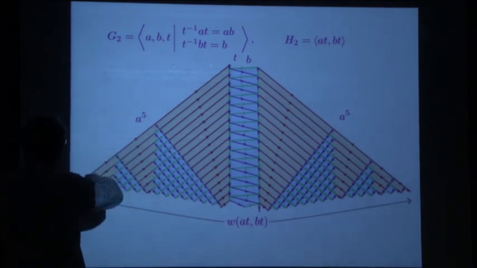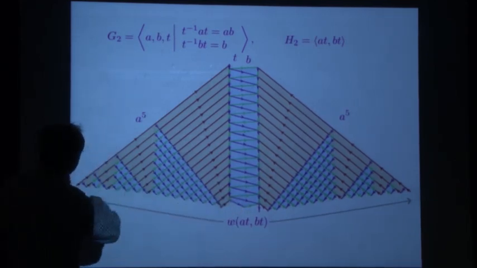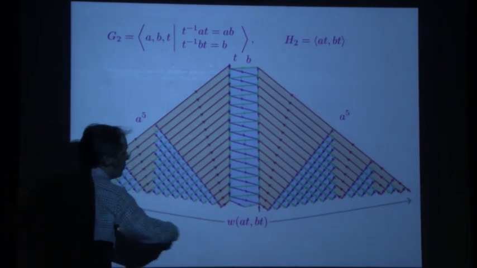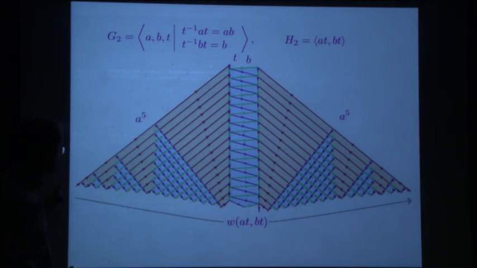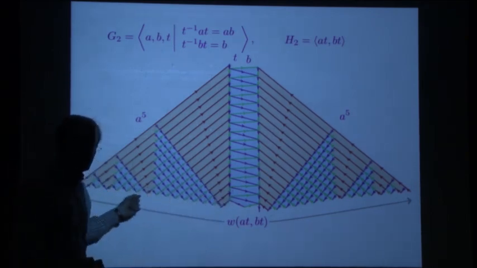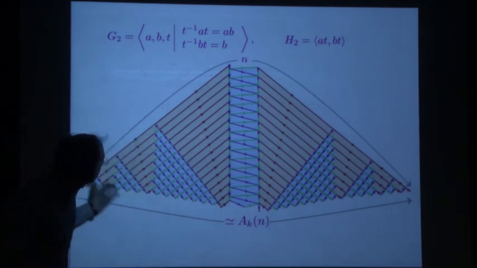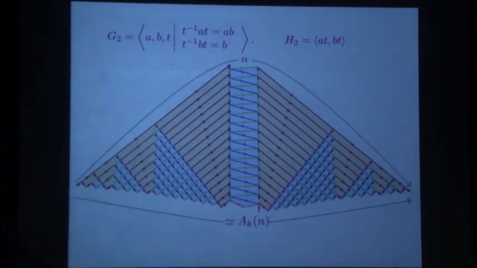In G_2, the word along the top has length n, but it represents something in H_2. If you want to write it as a product of the generators of H_2, you need length A_2 of n. But H_2 is free, which I haven't proved for you, it's not obvious, so there isn't an alternative shorter path in H_2. And so length n in the ambient group corresponds to length growing like the Ackermann function in the subgroup.